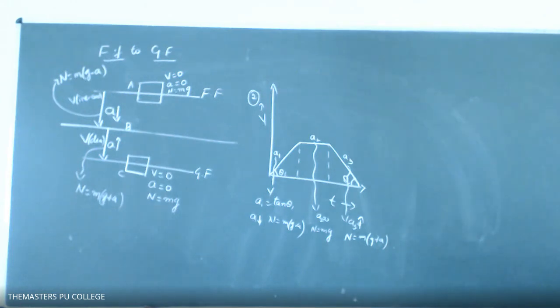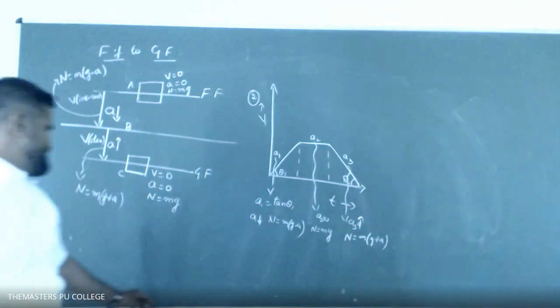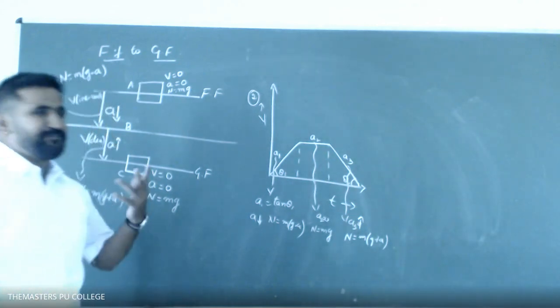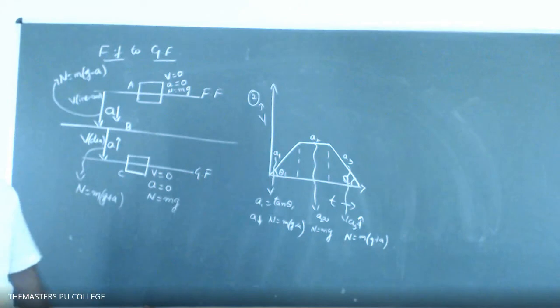If a is greater than g, then it is moving with rocket speed. That's fast, break fast.